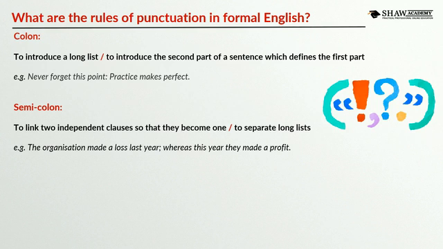Now, what about to separate long lists? Well, it's quite simple. If you have items in a list, we saw that you use a comma. But what if the items in your list use a comma already? So what if some of the items in your list have a comma in them? Then it would look very confusing to try and separate them with a comma. So that's why we would use a semicolon to separate lists of long items.